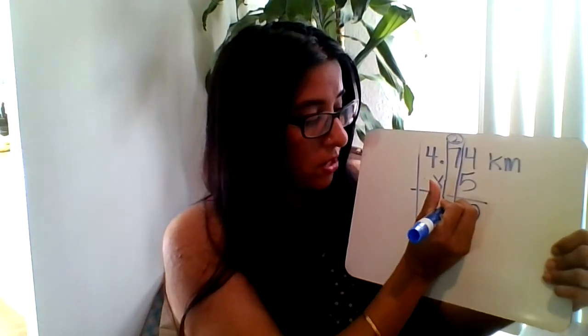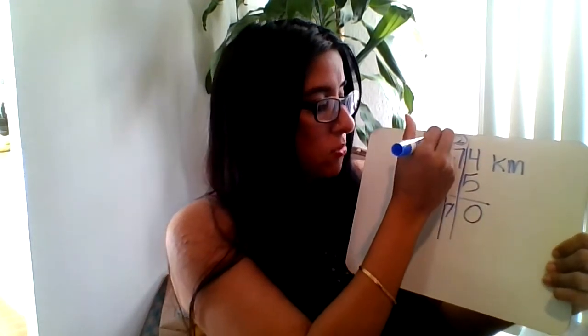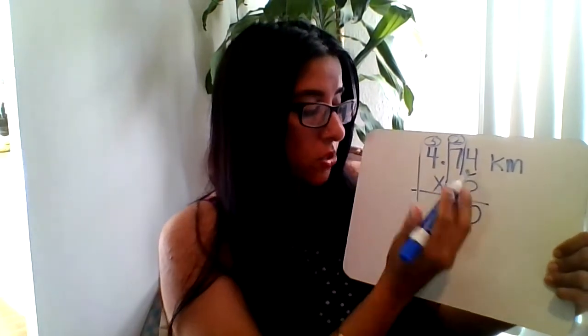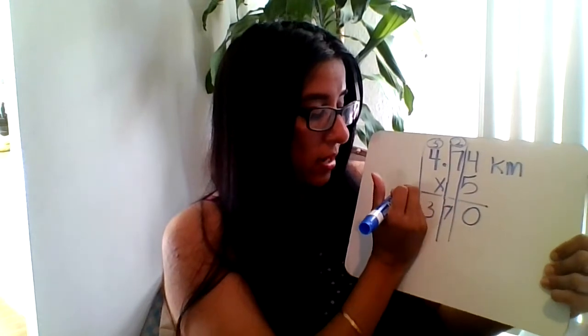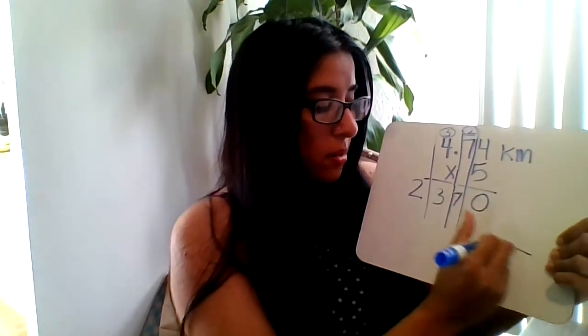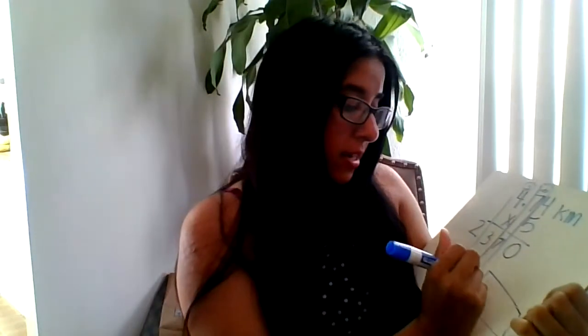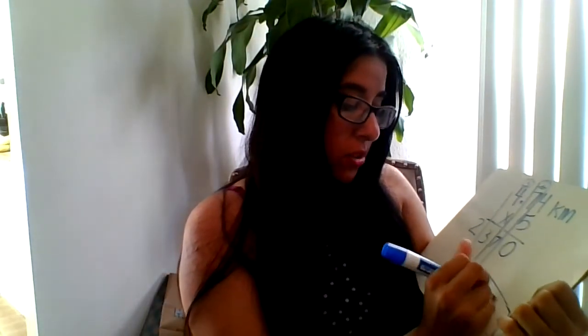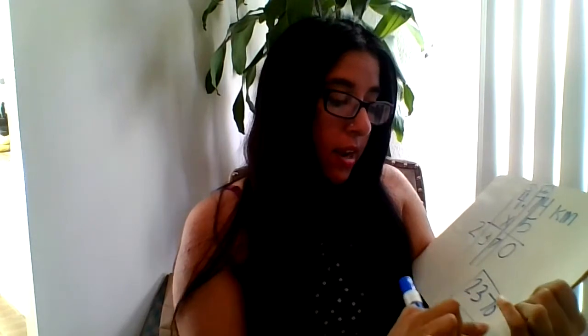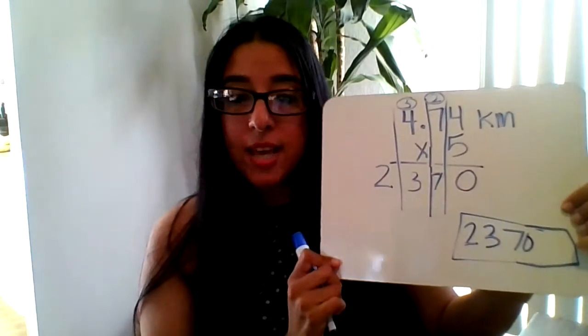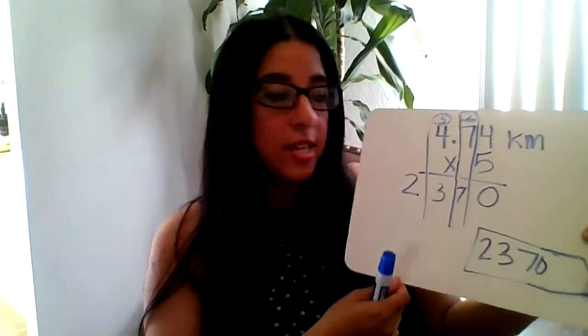So my 7 goes just here and my 3 will go up here. And last step would be 5 times 4 is 20 plus 3 is 23. And I'm going to go ahead and put it in a box just like I always do, just there so that it's nice and neat. 2370. Now that 2370, are we done at just that? No, we're not, because we have a decimal here.